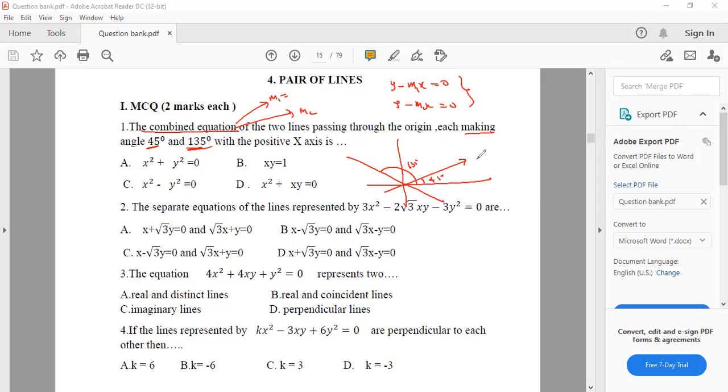One will be x plus y equal to 0, one will be x minus y equal to 0. Correct. So one line will be y equal to x, that means x minus y equal to 0. Another will be y equal to minus x, so x plus y equal to 0.